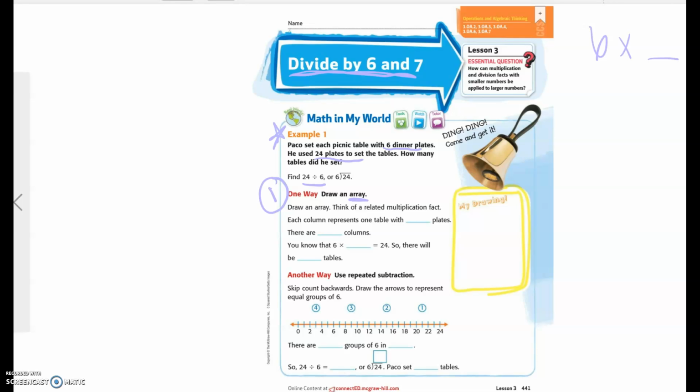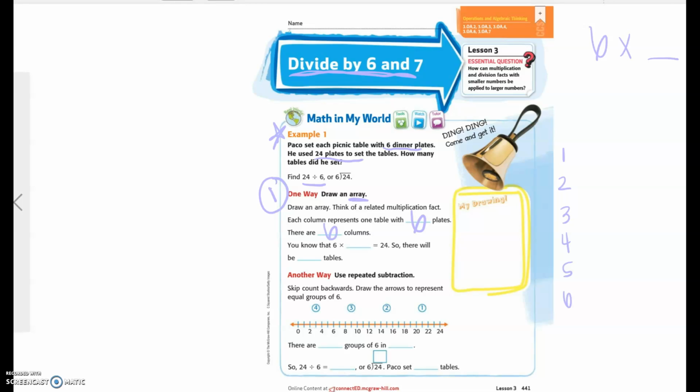multiplication fact. So in our picture, each column represents one table. And we know that each table has 6 dinner plates. That's what they told us in the first example. So we are going to have to draw 6 columns. I'm going to just number them 1, 2, 3, 4, 5, 6. Those are going to be my 6 columns. Those represent 6 dinner plates on one table.